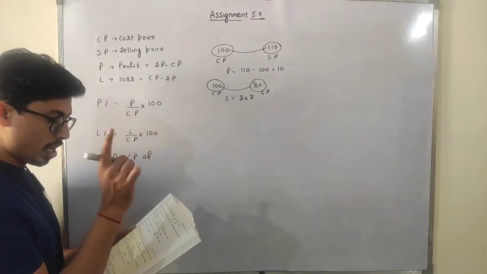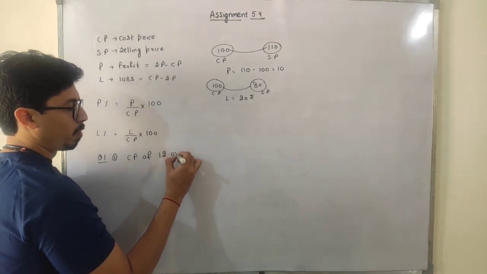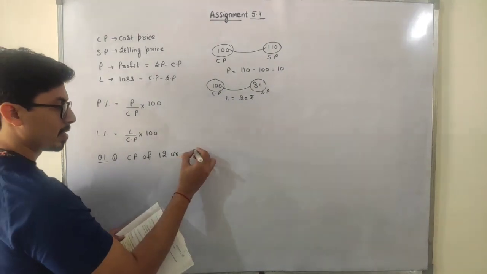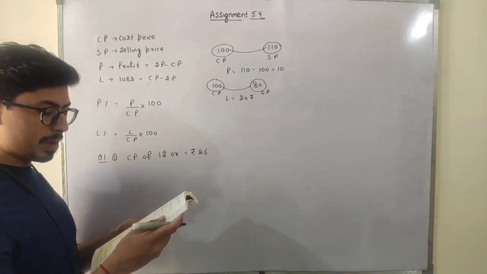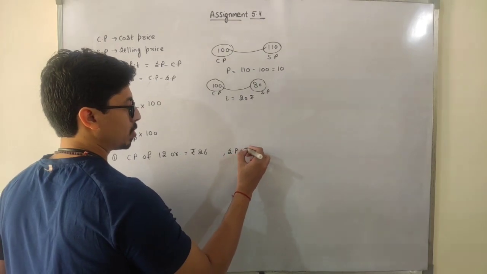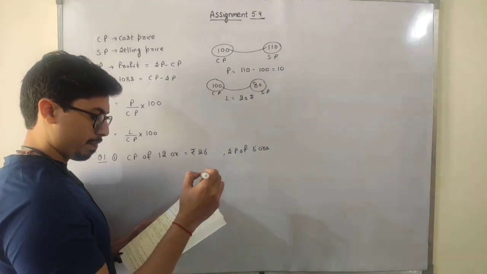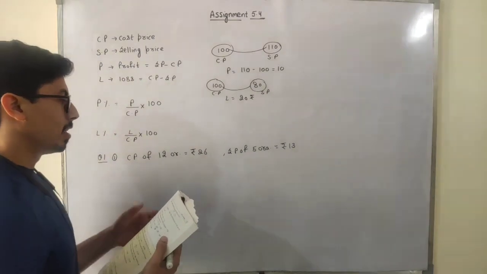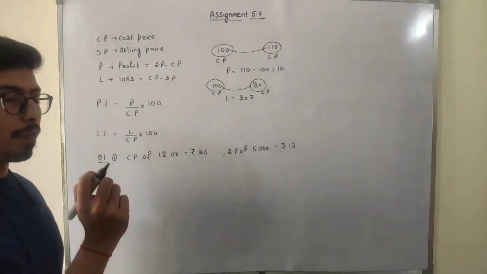CP of how much? 1 dozen. 1 dozen means 12 oranges. CP of 12 oranges is equal to rupees 26. And he sells them at 5 for rupees 13. Now selling price of 5 oranges is rupees 13. These two statements are given to us. His gain percentage, I have to find out the profit percentage.